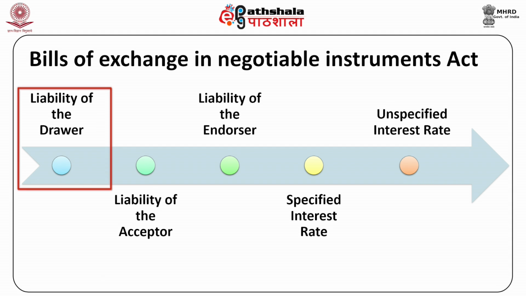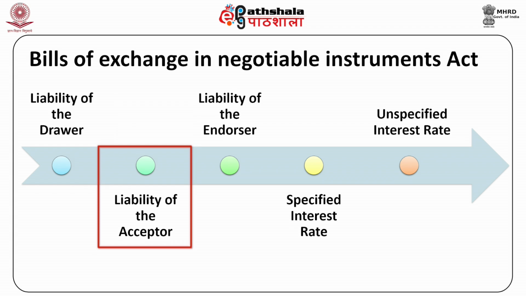The rest are: Number 6. Liability of the drawer. As per Section 30, the drawer of the bill of exchange has to compensate the holder if the drawee dishonors the bill. However, the notice of the dishonor should be provided to the drawer. Number 7. Liability of the acceptor. As per Section 32, the acceptor of the bill has to pay the amount of the bill on the maturity and as per the apparent tenor of the acceptance.